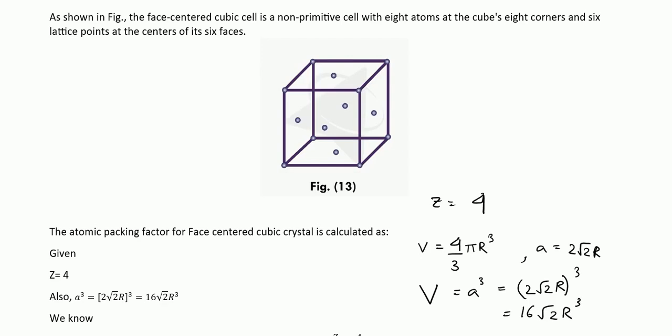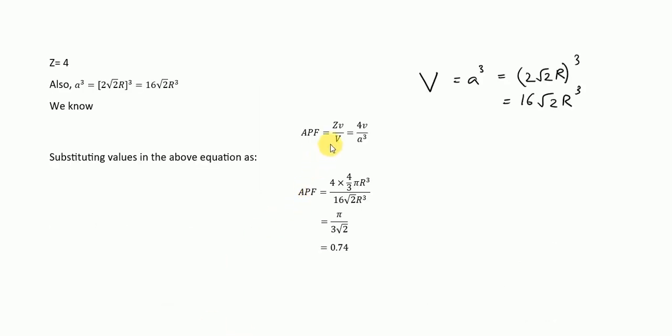Now, after putting this value in the equation for atomic packing fraction, we have APF equals Zv by V equals 4v by a cube. Now substituting the values, we have 4 multiplied by 4 by 3 pi r cube, which is the volume of a sphere, divided by 16 root 2 r cube. Now after cancelling out the terms, we have equals pi by three root 2.